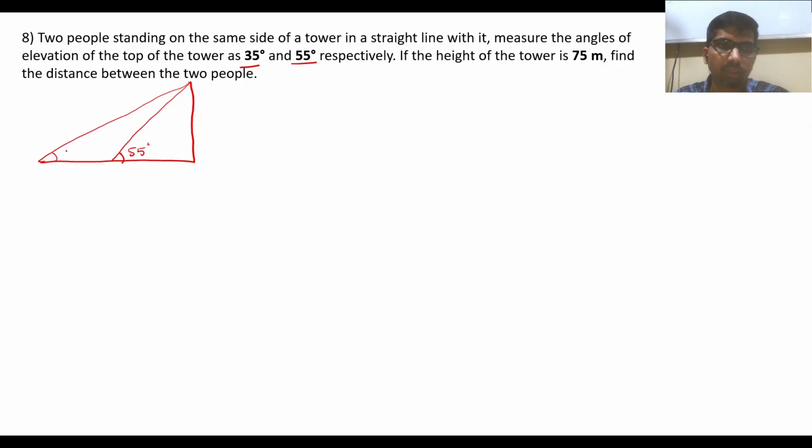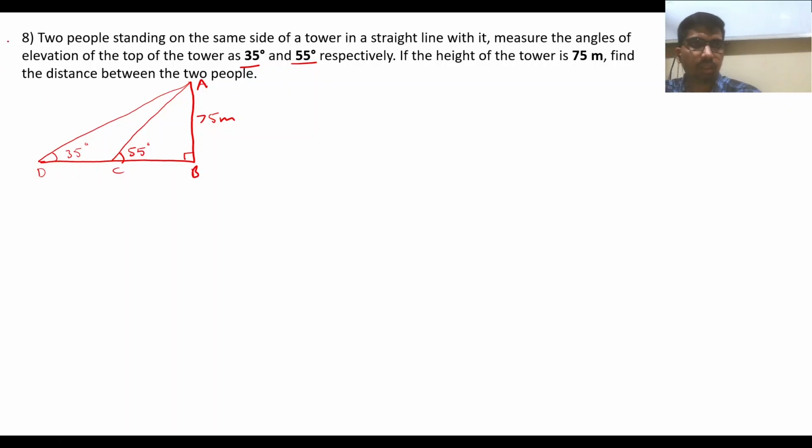Farther angle will be how much? 35 degrees. The angle that is close will be higher, the angle that is far will be lesser. The height of the tower is 75 meters. Find the distance between the two people. So yes, this is a non-standard question. This can come in the paper.